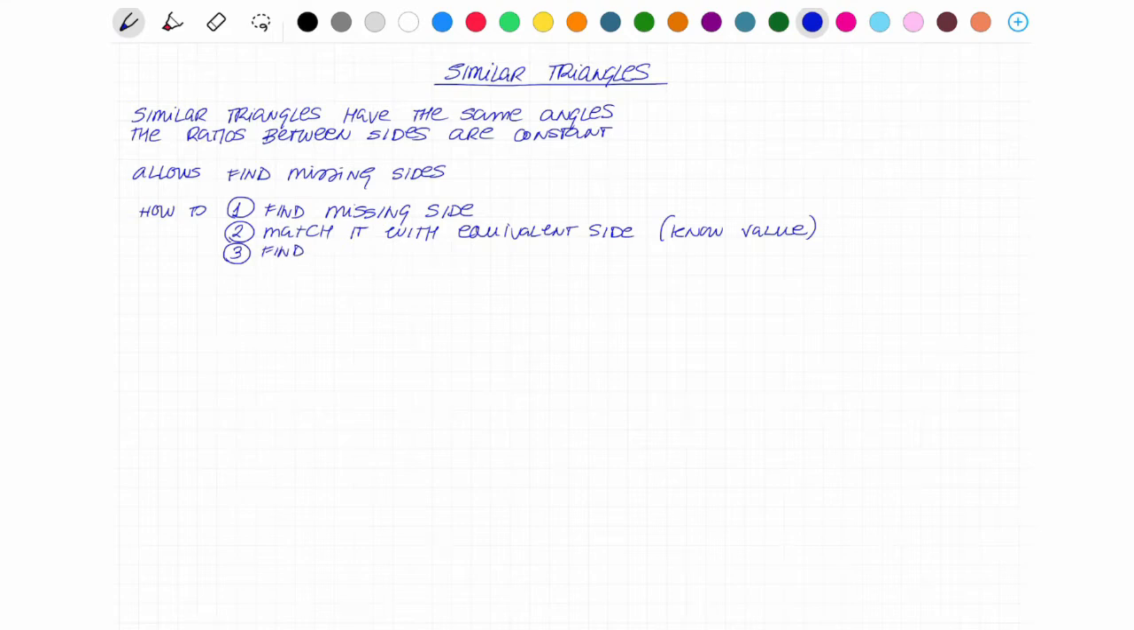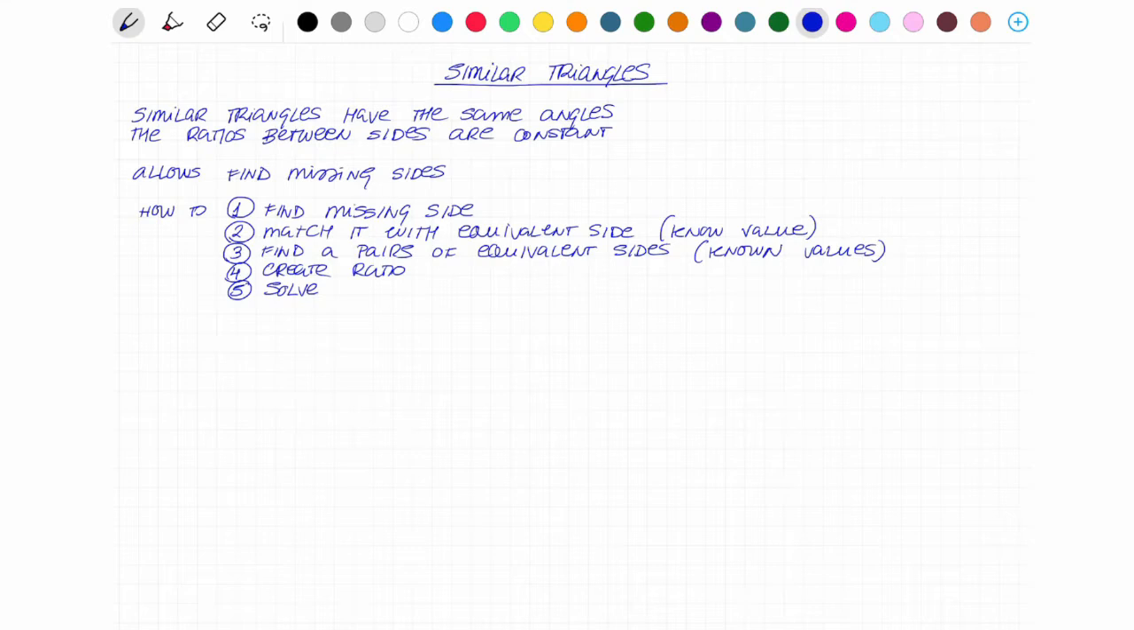Then you're going to have to find a pair of sides that are equivalent in both triangles and for which you know the values. After you've got that, you're going to create your ratio. And once you've got it, you can solve from there. Right, now let's see that in an example.